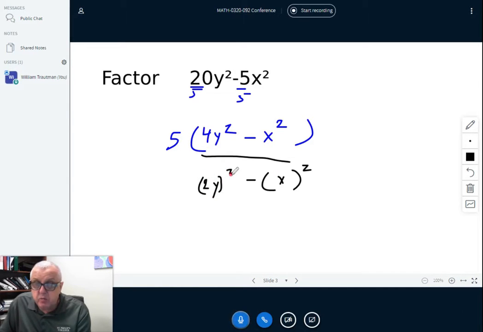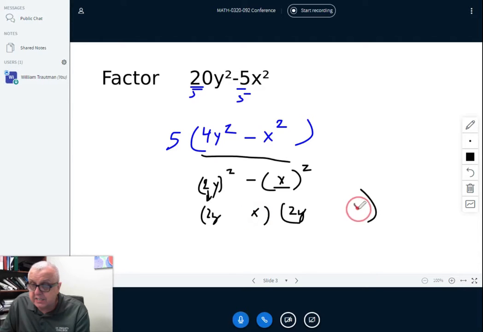And then to factor two terms, first you make it look like that. Then you put the 2y into the first spot of each. You put the second term x in the second spot of each. One plus and one minus. That's factoring two terms. If you're not sure about that, go back and look.